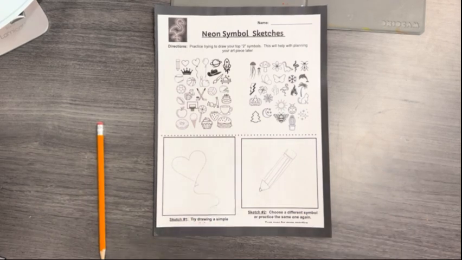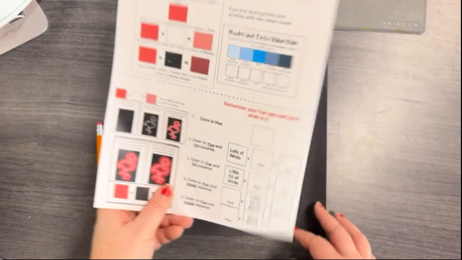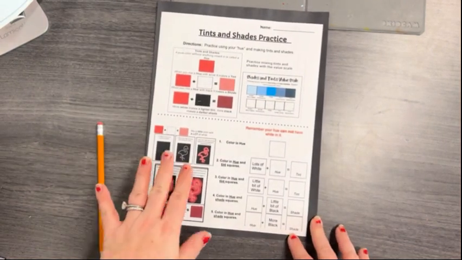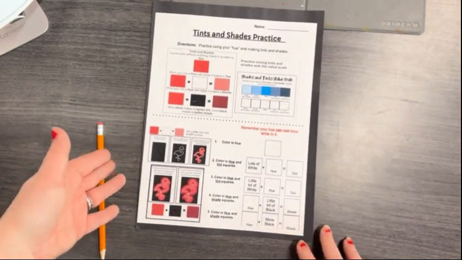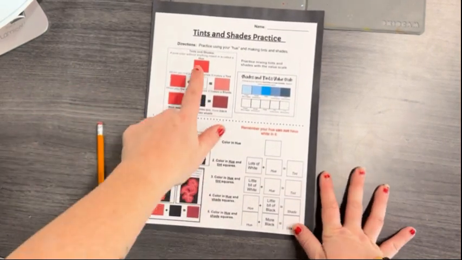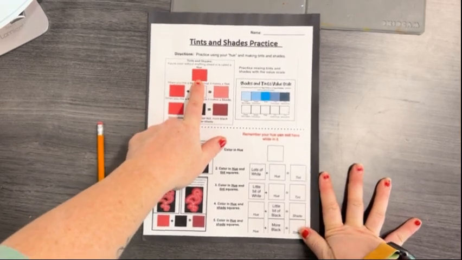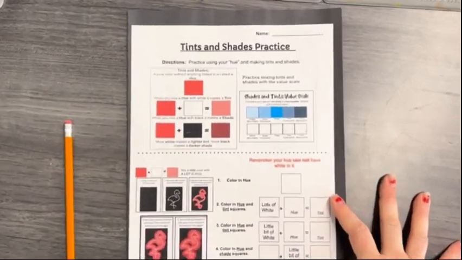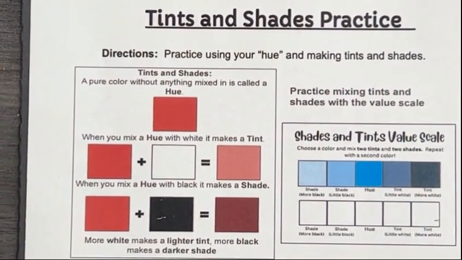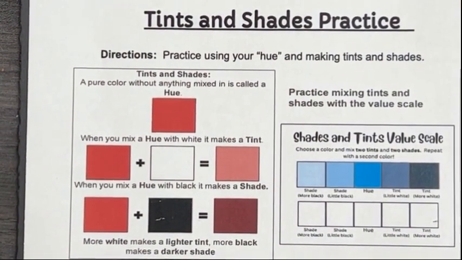All right, so now both of these are done. On the back, I've moved towards coming up with our tints and shades practice. So a hue is an important term I want you to know. A hue, and I'll zoom in here for us, is a pure color. So this is when there's nothing mixed in it.